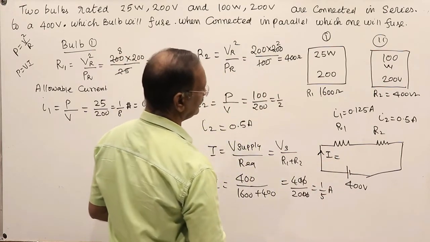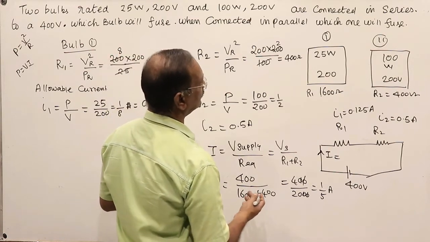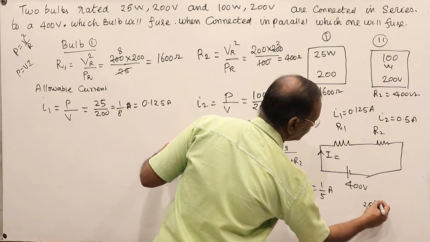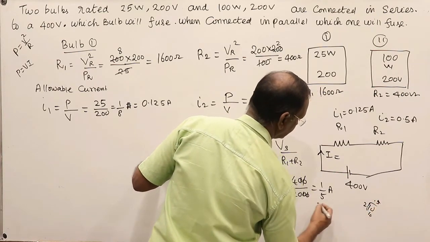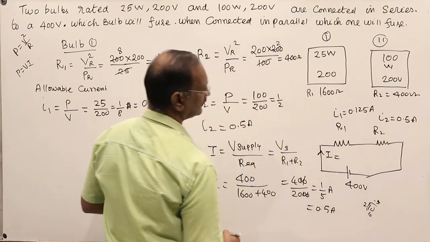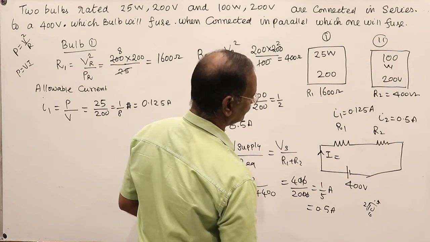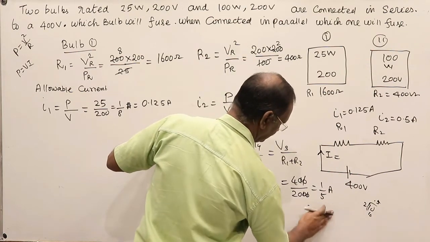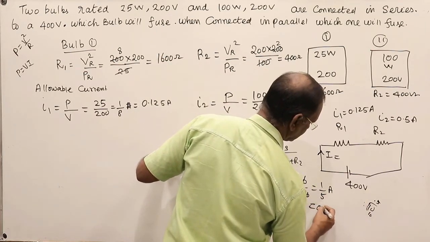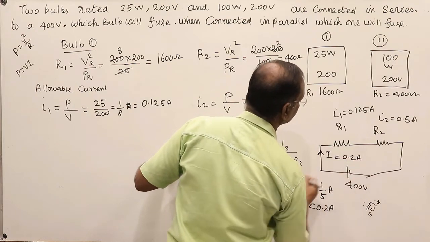1 by 5 ampere means how much does it come out to be? 1 by 5 is 10 divided by 2, 0.2... I mean 0.2 ampere. And what is I2? The value of 1 by half. Half means 0.5, so 1 by 5 is equal to 0.2 ampere. It sends 0.2 ampere.